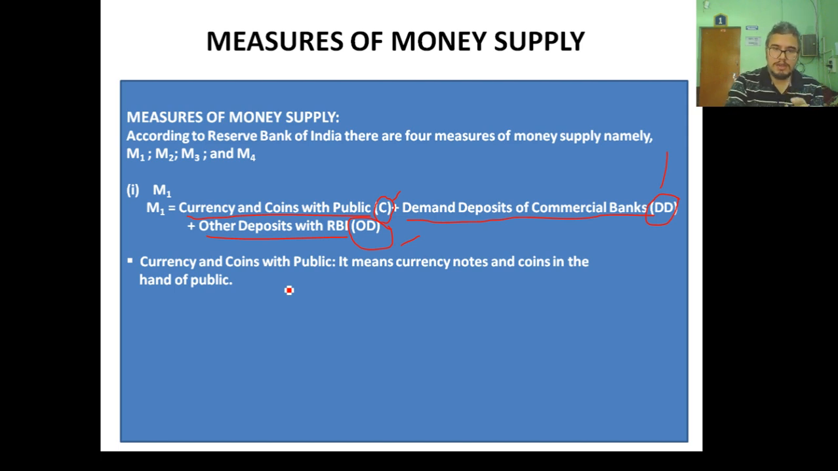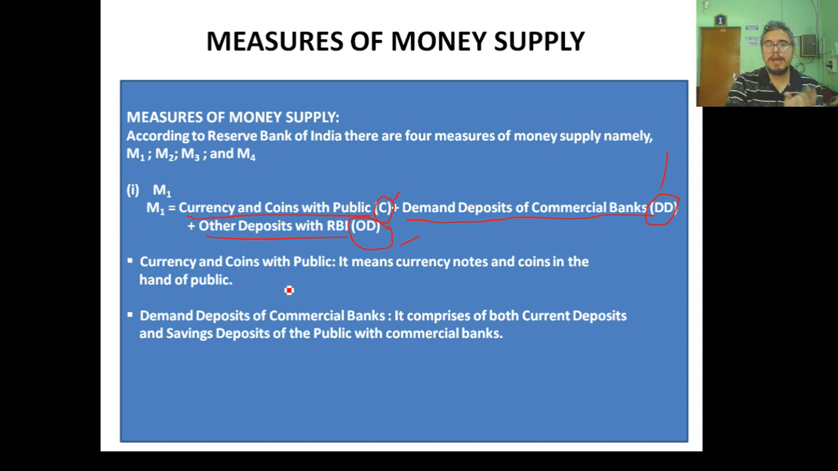Now the second part, that is demand deposits of commercial banks. Demand deposits comprise two types of deposits: current account deposits or current deposits, and savings deposits of the public with commercial banks. Here, if you see it properly in the formula itself, it says demand deposits of commercial banks only. So we are not dealing with other financial institutions, we are only dealing with commercial banks. Now let us discuss in detail what current deposits mean and what savings deposits mean.